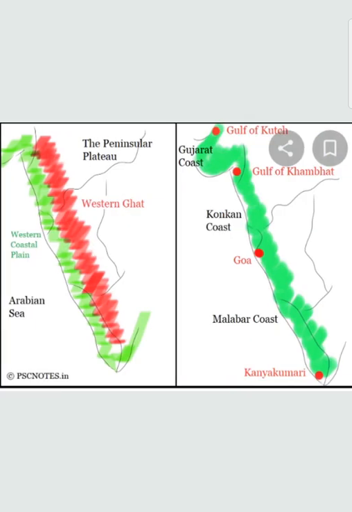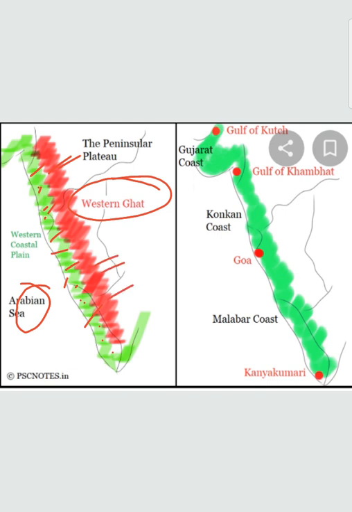So this is the Western Coastal Plains. Can you see this thin strip of land, this green part? Where is it located? It is located between the Western Ghats and the Arabian Sea. This red part is the Western Ghats and this part is the Arabian Sea. So the Western Coastal Plain is located between the Western Ghats and the Arabian Sea.